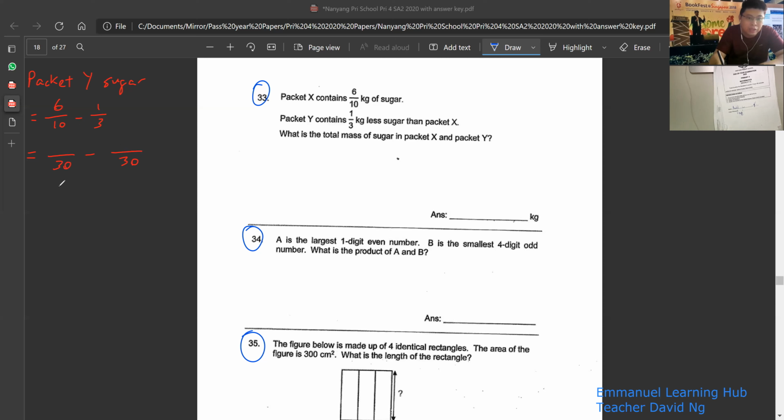Okay, 6/10, you change it to what? 6/10 change to how many over 30? 6 equals 18. Yes, very good. Then on top here become 3.